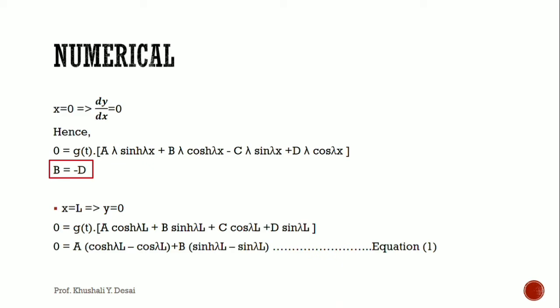Substituting the third condition at x equal to length L, y is 0. So instead of x, you'll substitute L. We'll have an equation number 1 written as: a (cosh lambda L minus cos lambda L) plus b (sinh lambda L minus sin lambda L).